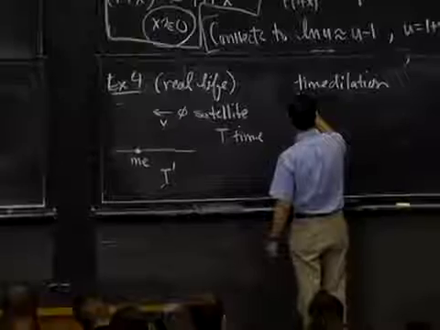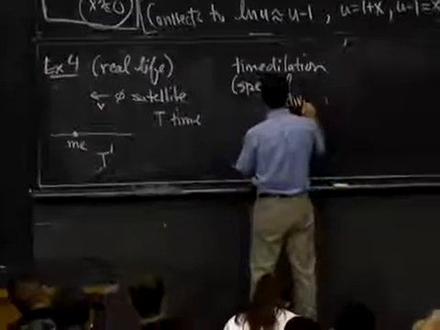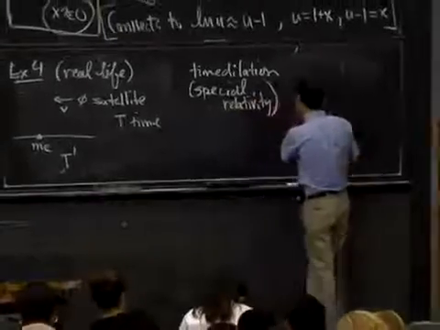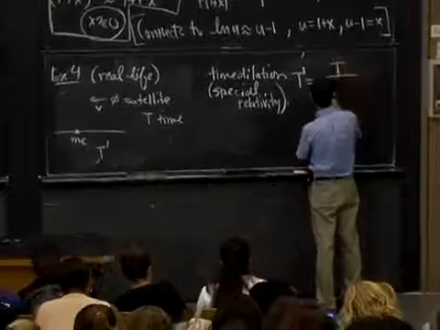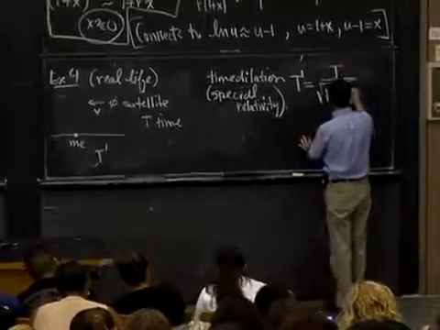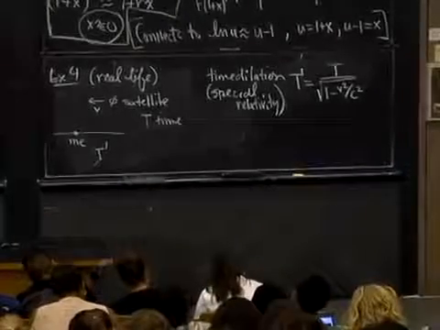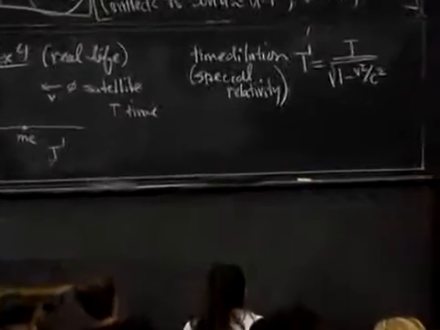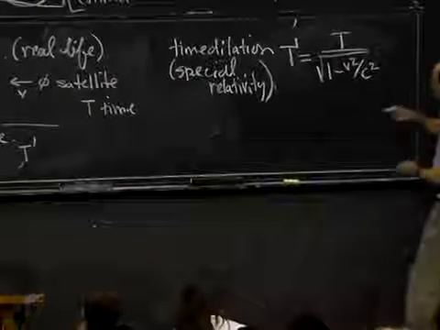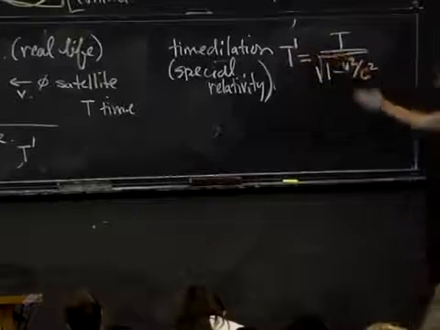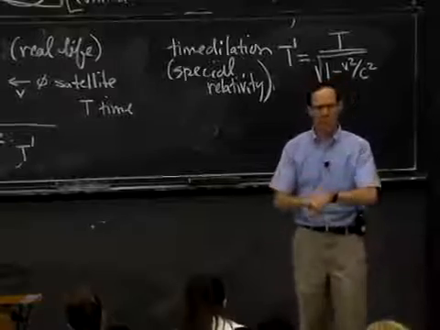And there's an interesting relationship between t and t prime, which is called time dilation. And this is from special relativity. And it's the following formula. T prime is equal to t divided by the square root of 1 minus v squared over c squared, where v is the velocity of the satellite and c is the speed of light. Okay? So now I'd like to get a rough idea of how different my watch is from the clock on the satellite.